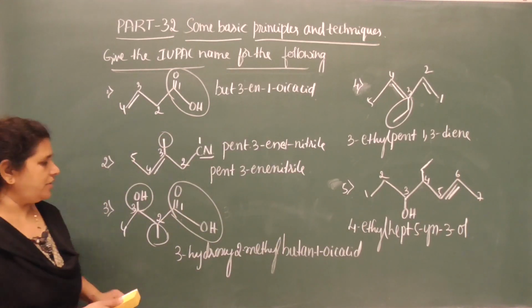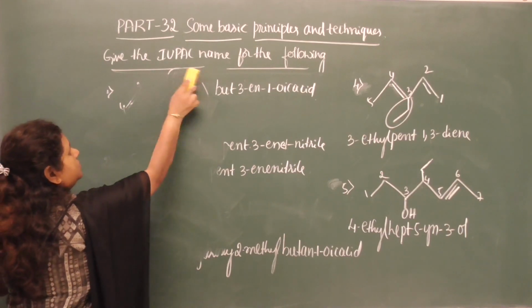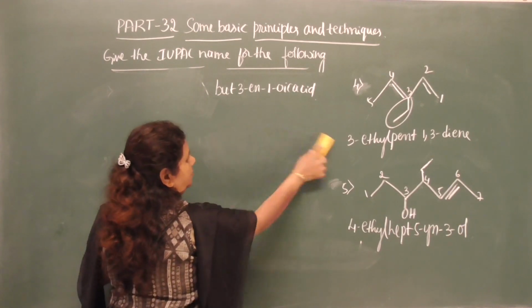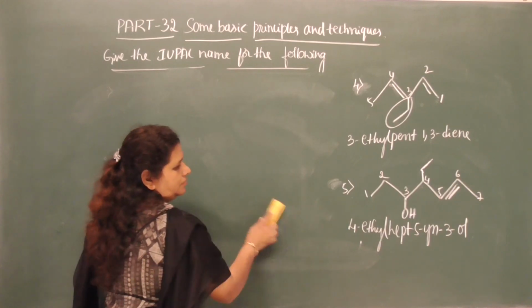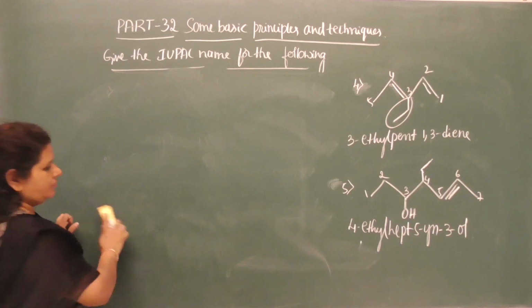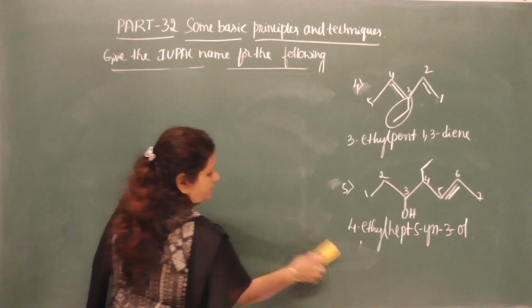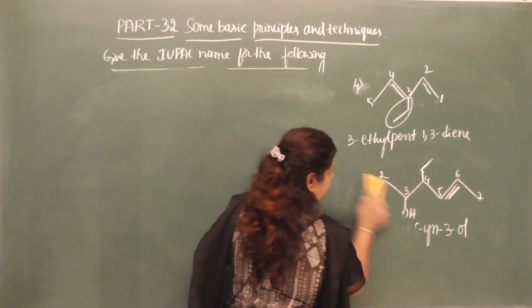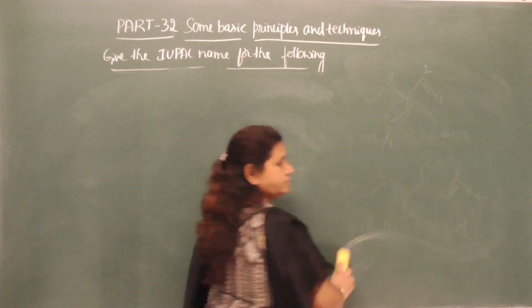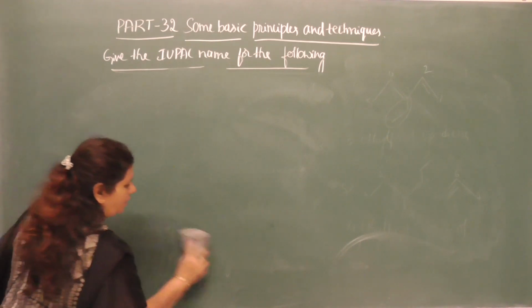So this is about the bond line formula. Let us move on to the next bond line formulas for naming the compounds. Write down the compounds.